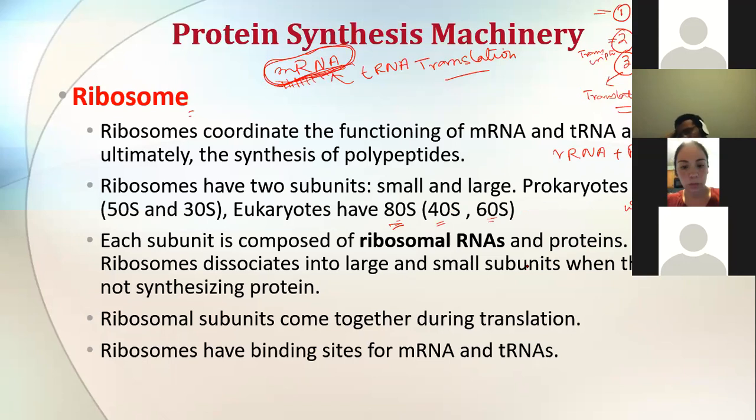Before translation, immediately before protein synthesis, these two subunits usually remain separate, and we cannot see the whole ribosome all the time. Immediately before protein synthesis we can see the ribosome. Now these two subunits come together, attach to each other, and make a whole ribosomal component.